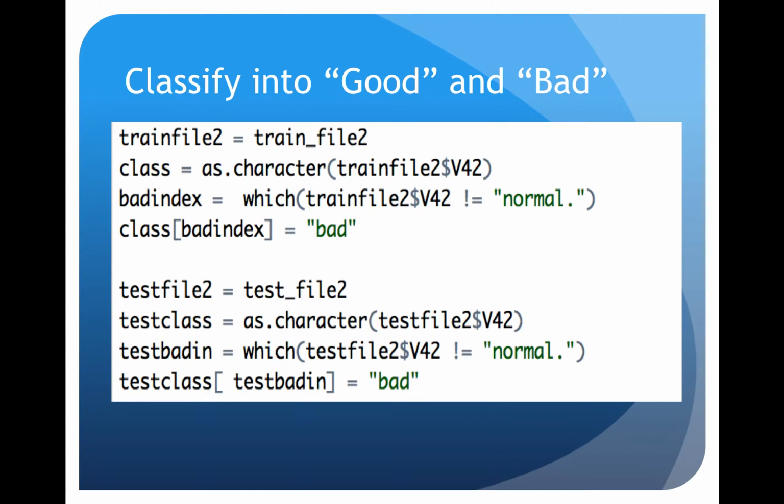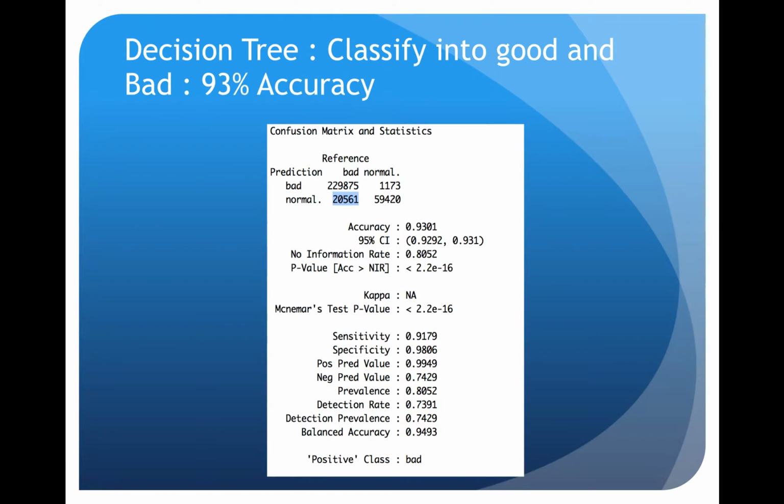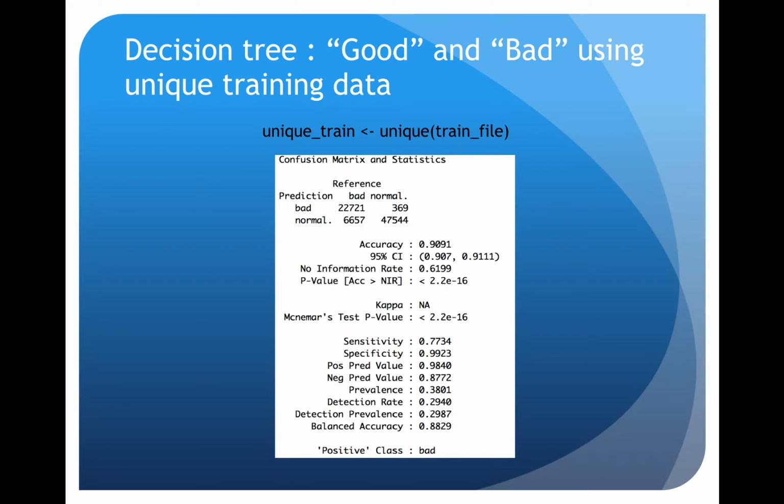Then I thought of distinguishing between good and bad connections instead of directly classifying connections into the attack types. So I converted all non-normal records as bad, and I used decision tree with this new data, and I got 93% accuracy, which is really good. Next, I tried identifying good and bad connections using unique training data, but my accuracy actually decreased a little. I got 90% accuracy here as opposed to 93 last time.